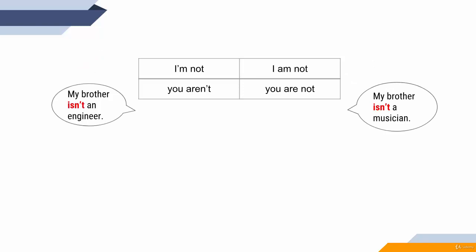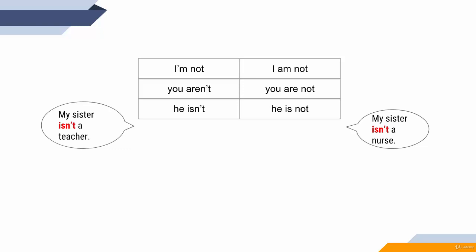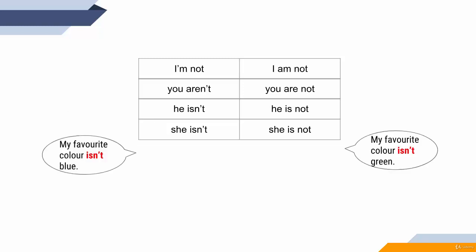After that, my brother isn't an engineer. He isn't. He is not. Okay? When you understand the logic, it's really easy. My sister isn't, or my sister is not. She isn't. She is not. My favorite color isn't blue. My favorite color. It isn't. It is not.